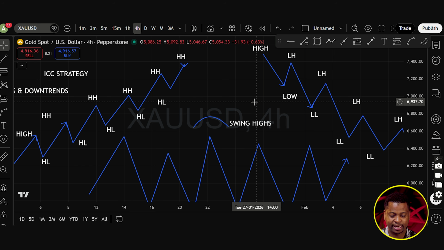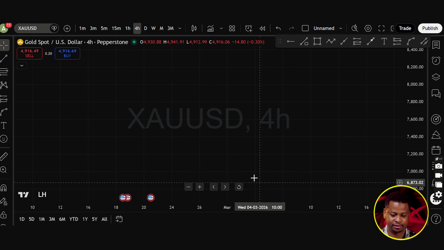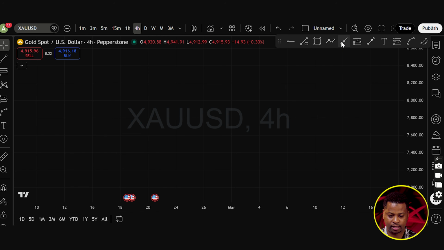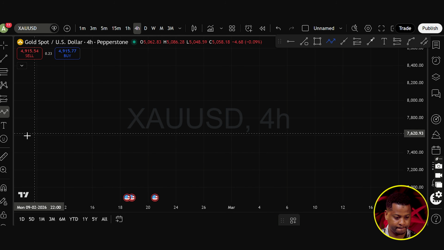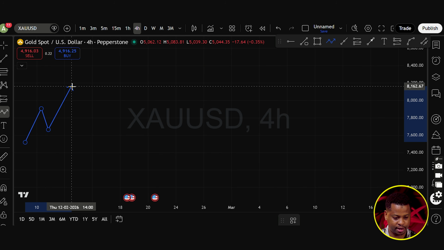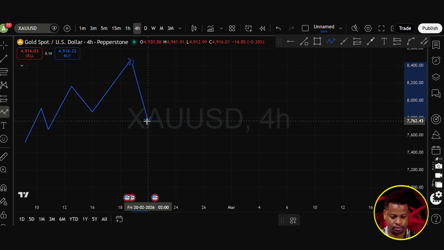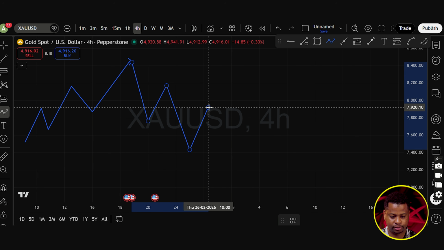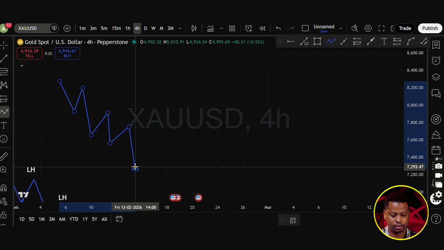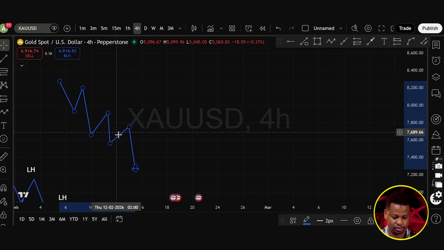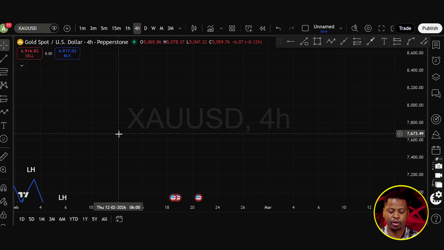So now when we get into something else, let me just explain this. So this is an uptrend. This is a downtrend and a consolidation. So I want us to start from a point where the market is not moving. Okay. The market is already consolidating.